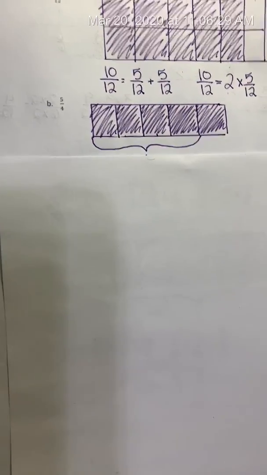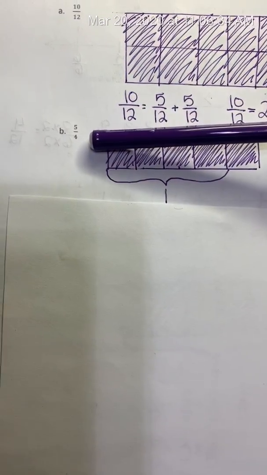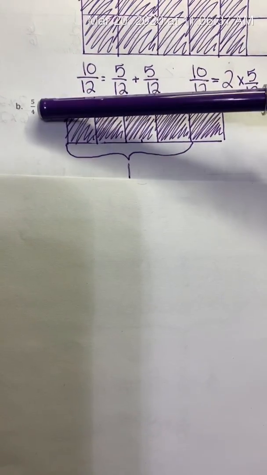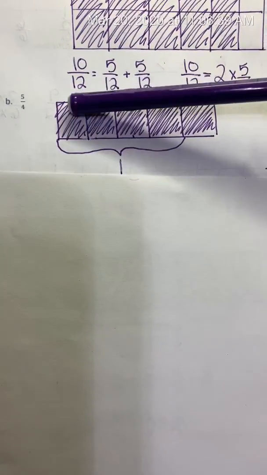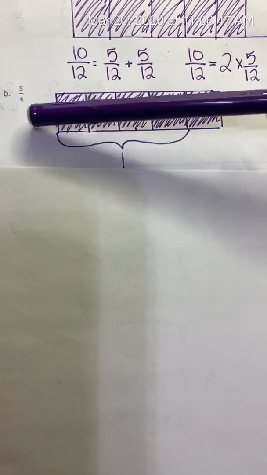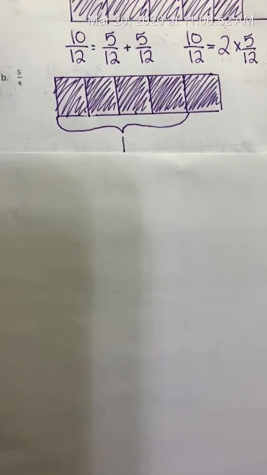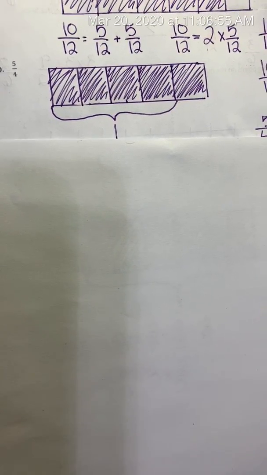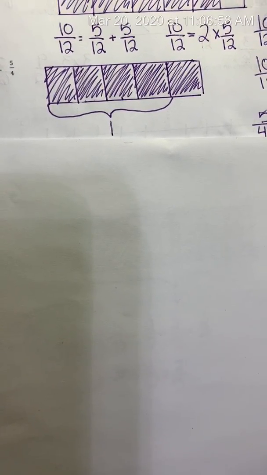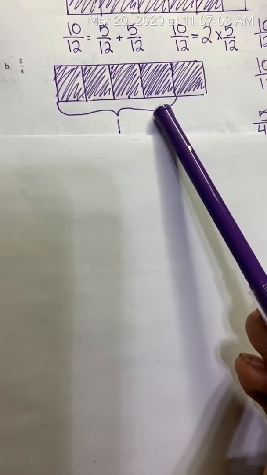All right, so B says 5 fourths. This one's a little bit different because the denominator tells us what the whole number is. So 4 fourths would equal 1 whole. So 1, 2, 3, 4 parts is equal to that 1 whole. This is an improper fraction since our numerator is bigger than our denominator. So 4 is our 1 whole, and then that extra one part makes 5 fourths. So that's what your tape diagram should look like. I do want you guys to label the 1 whole on this one, just because it's different than what is shaded in.